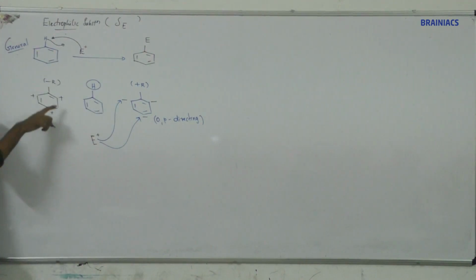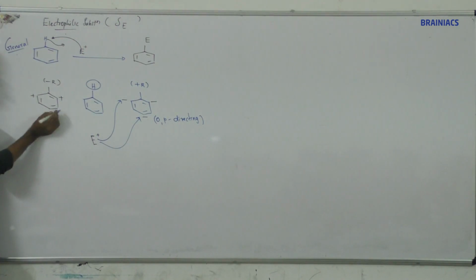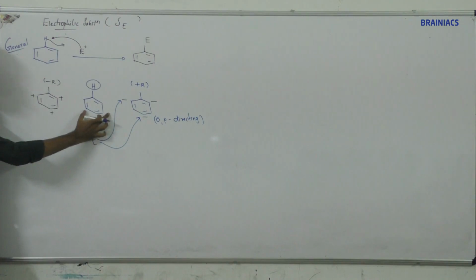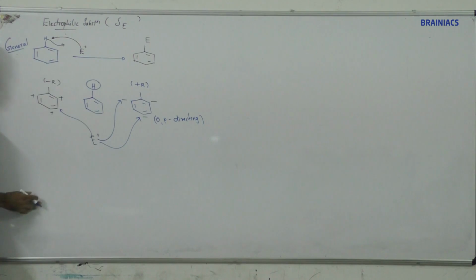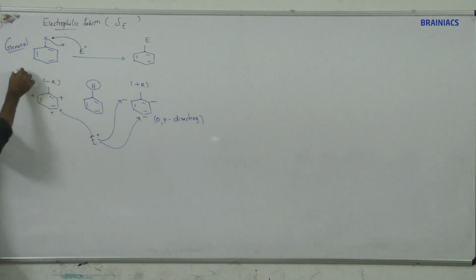But here, in comparison with benzene, the ortho-para positions are electron deficient. So there is electron density at the meta position. There is no effect of this minus R group at the meta position, so it still has the electron density that is present in benzene. So your electrophile can attack the meta position. Ready? I think you know the concept.